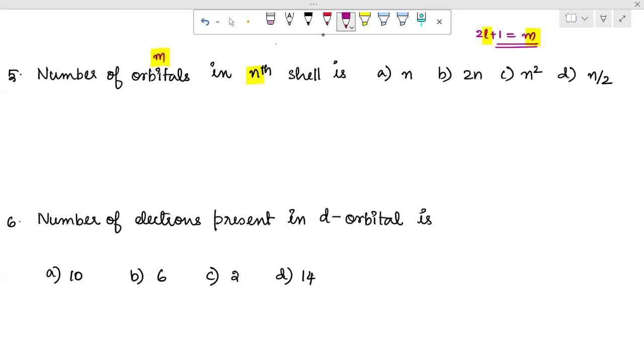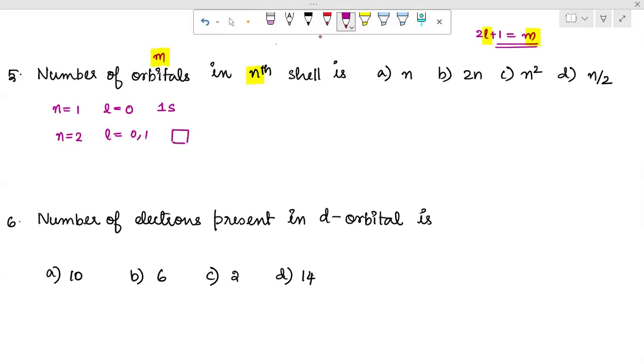Already from the previous questions, we know that for n is equal to 1, the value of l is just 0, which corresponds to the 1s orbital. You have only one orbital. Now for n is equal to 2, the value of l can be 0 and 1, correct? And this corresponds to 2s and 2p. Now 2s and 2p, we know 2s is just a single orbital.